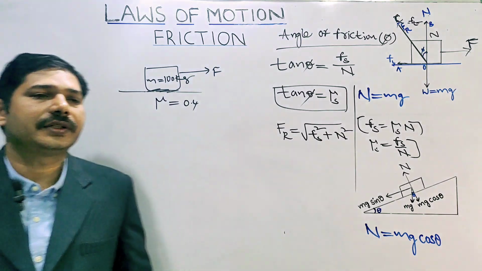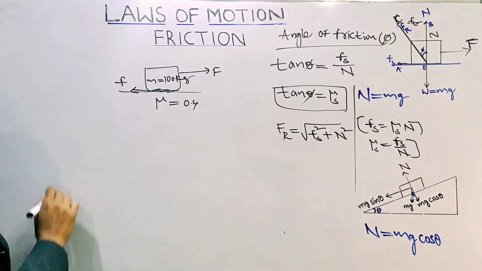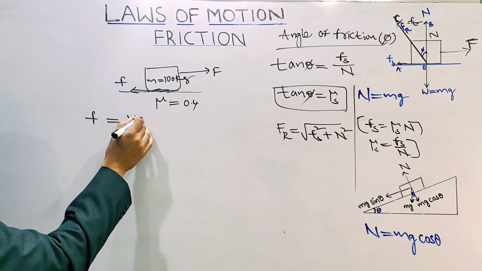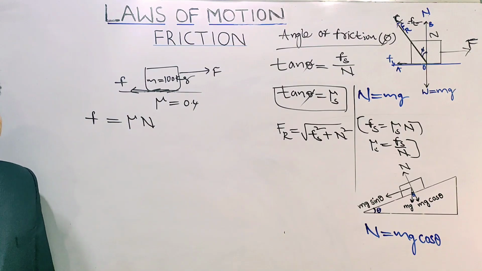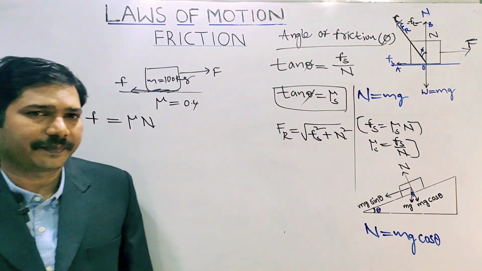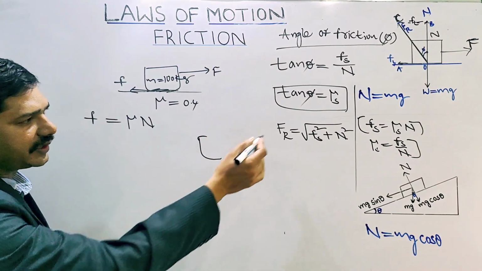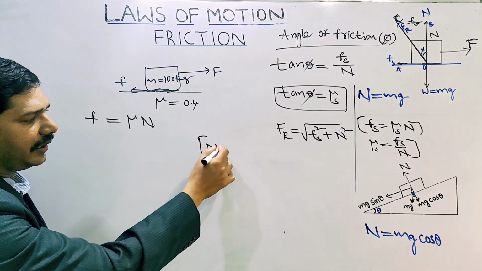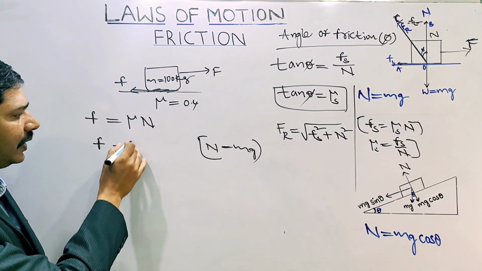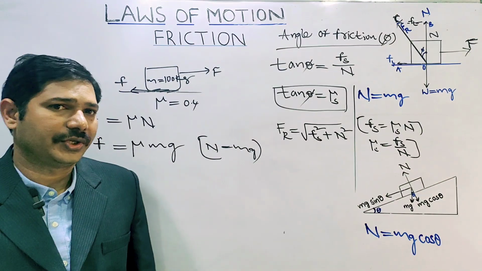To overcome the frictional force, what is the formula? Frictional force is mu N. Static friction means Fs equals mu s N, kinetic friction means Fk equals mu k N. Here this is a horizontal surface, and for a horizontal surface we discussed that N equals mg. So instead of N, I am substituting mg, mass into acceleration due to gravity.